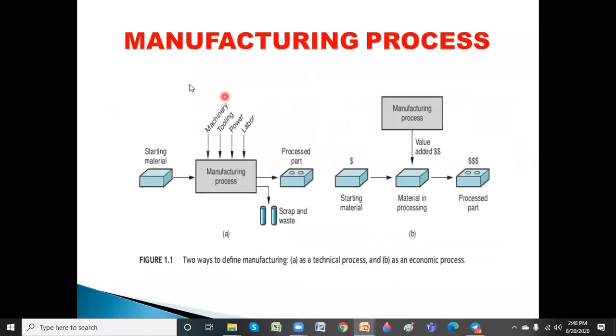If you see the diagram here, it shows the same thing I explained in the earlier slide. In this diagram, the first one on the left side is a basic technical process. What exactly is meant by manufacturing? You have a material, which is called a raw material. Then you subject that material to some manufacturing process, and finally you get a finished good or processed part. For this manufacturing process to be carried out, I need four important things.